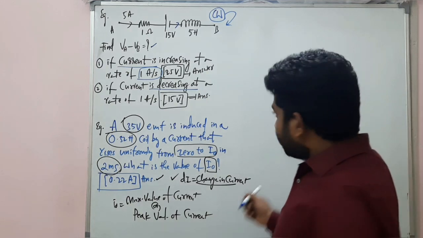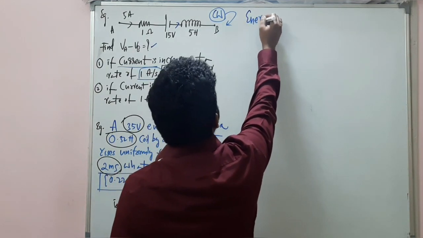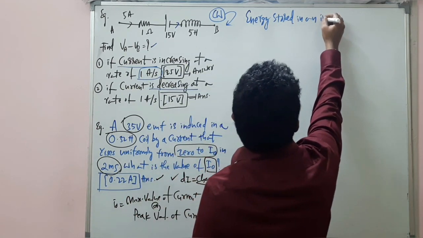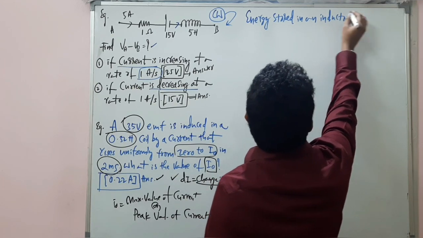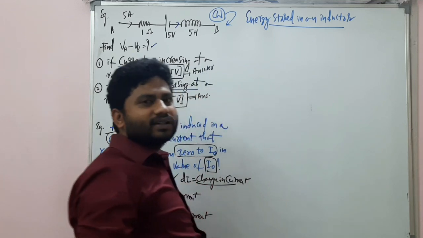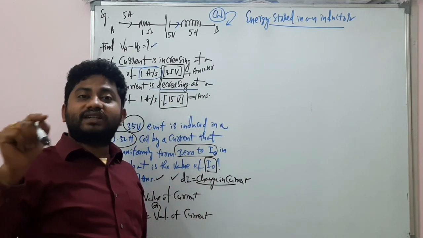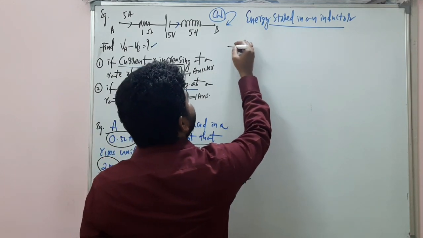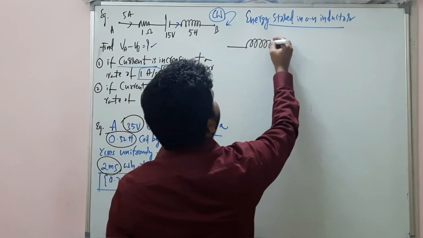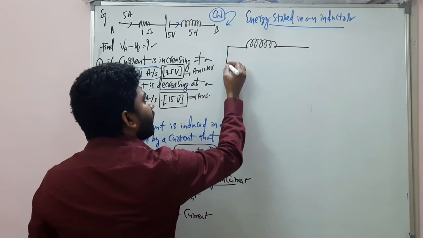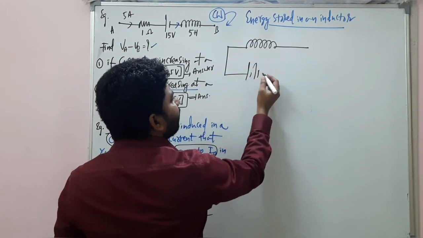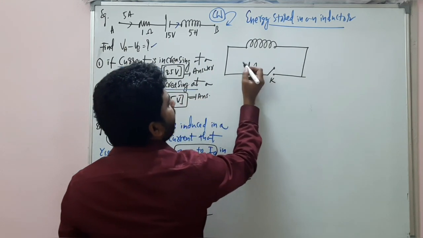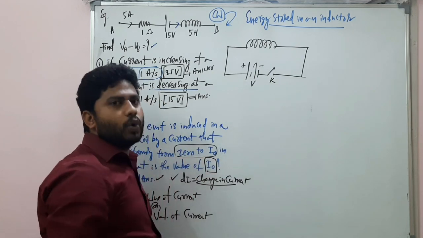All right. Now, the next topic in today's session is energy stored in an inductor. How come there is energy stored in an inductor? That's an interesting question. Now you will understand. So let's look at it. There is a circuit here, and in the circuit an inductor is present. There is an external source of battery with a key placed in the circuit. This is the key and it is the external source of voltage V.